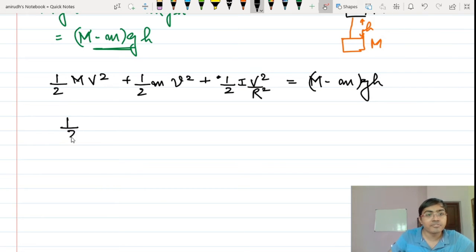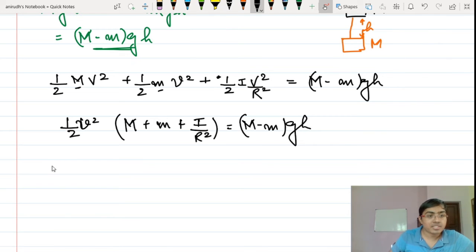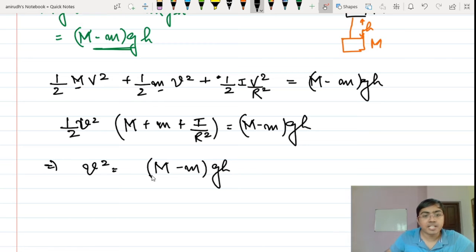From here I can take half v square outside, isn't it? Half v square outside, then I will get here capital M remaining. Now here small m is remaining, plus here actually I by r square is remaining. Now this is equal to M minus m multiplied by gh. So this implies, what is v square then? M minus m multiplied by gh divided by M plus m plus I by r square. Now this 2 also goes upwards, isn't it? So 2 multiplied by this upon M plus m plus I upon r square. So this is the big equation.